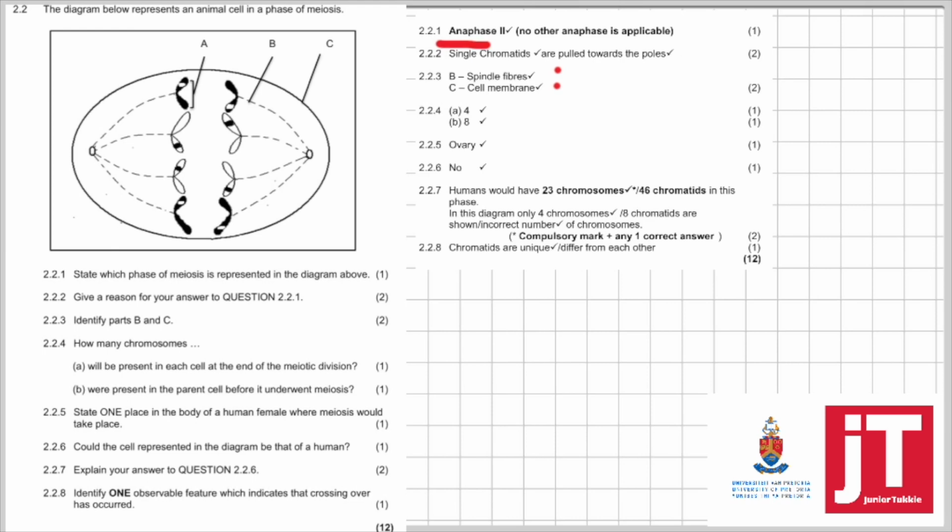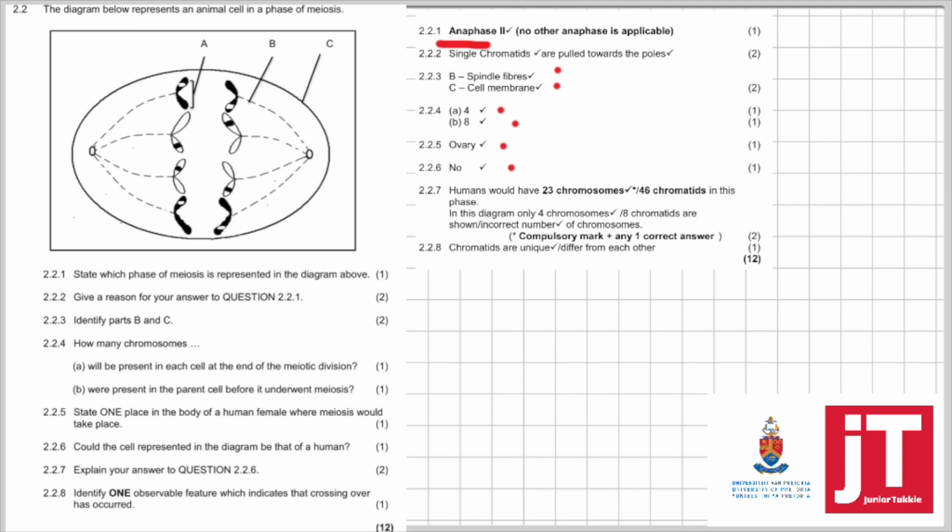224. How many chromosomes will be present in each cell at the end of the meiotic division? That's easy. 4. How many chromosomes will be present in the parent cell or were present in the parent cell before it underwent meiosis? 8. 225. State one place in the human body of a human female where meiosis will take place. Easy. Ovary.